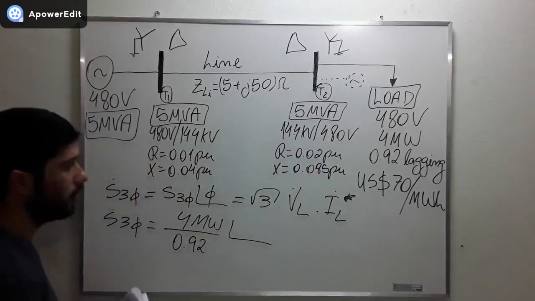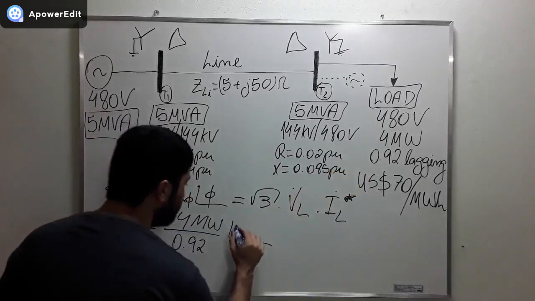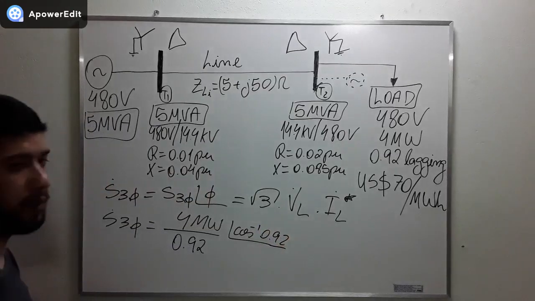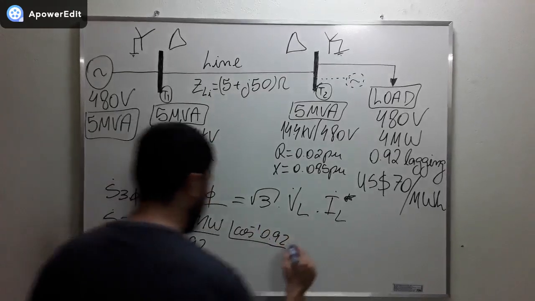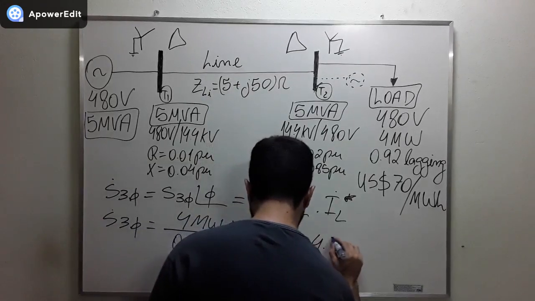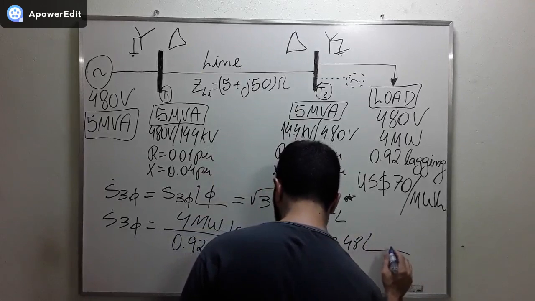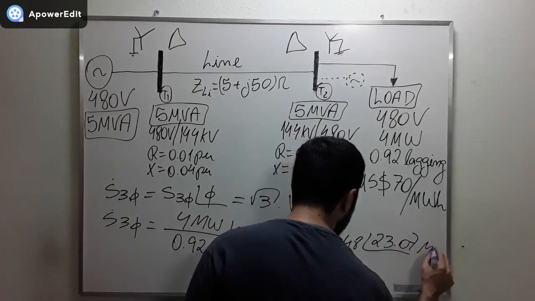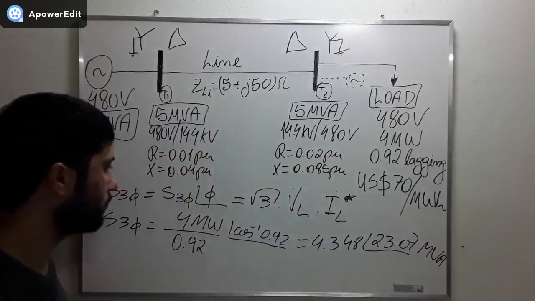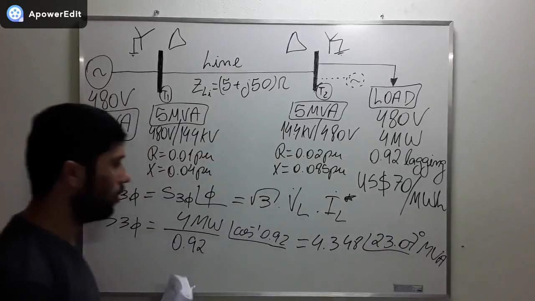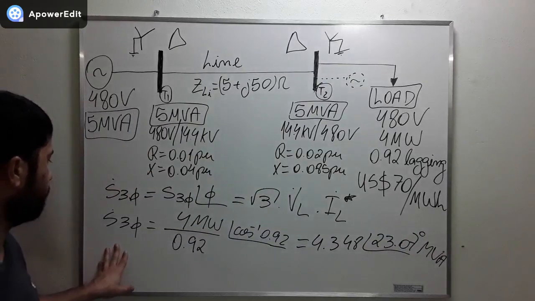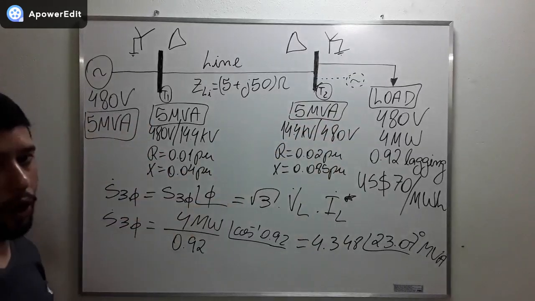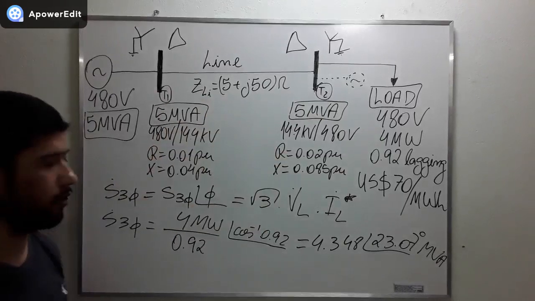And we need an angle. The angle is going to be the inverse cosine of the power factor. And we find a value of 4.348 in the phase 23.07 MVA. Here it's degrees. Now we have the complex power required by the load. So the load is going to draw this complex power from the power system.